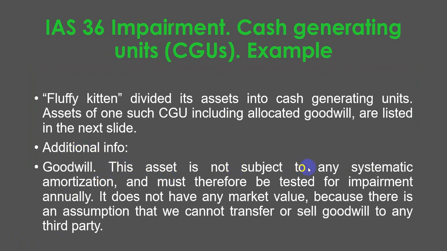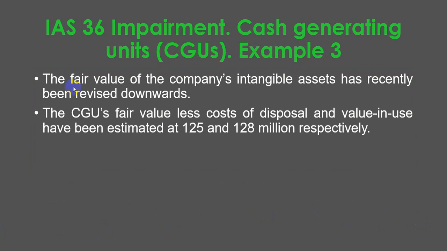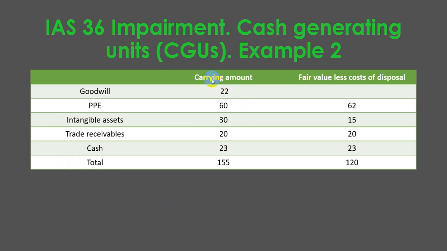Goodwill. This asset is not subject to any systematic amortization and must therefore be tested for impairment annually. It doesn't have any market value because there is an assumption that we cannot transfer or sell goodwill to any third party. Another piece of additional information: the fair value of the company's intangible assets has recently been revised downwards. The cash-generating unit's fair value less costs of disposal and value in use have been estimated at 125 and 128 million respectively. So let's just assume here that it is actually millions.